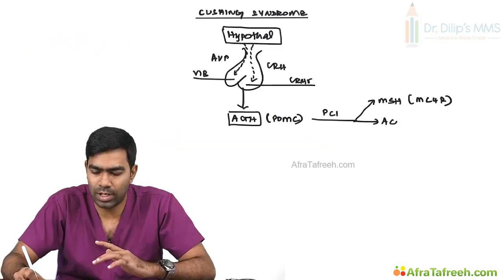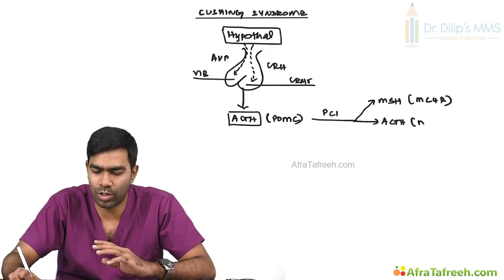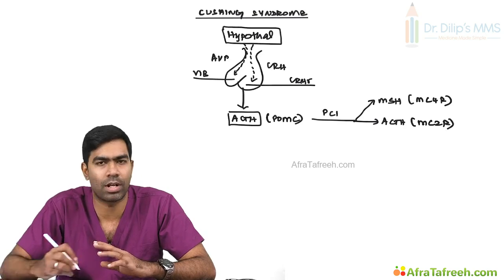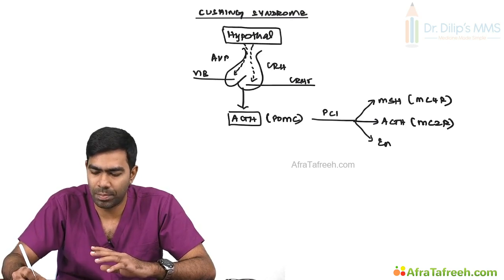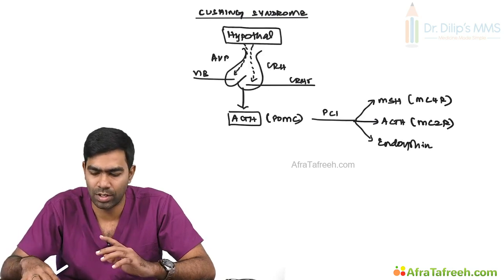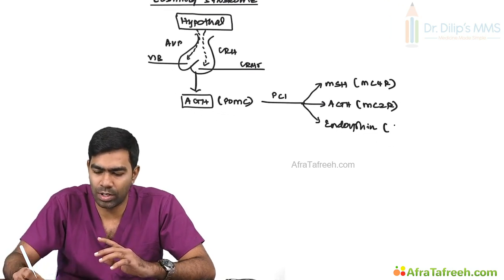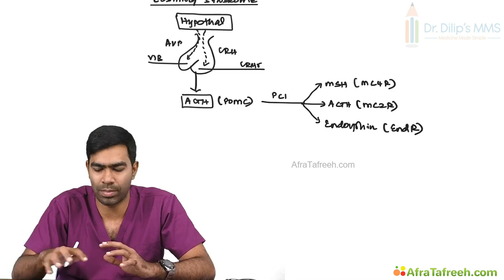The second compound released by the action of proconvertase 1 on POMC is ACTH, which works on the melanocortin 2 receptor on the adrenal cortex, whose effects we'll be seeing subsequently. And the third one is beta endorphin that is cleaved. All these things we have seen in the basics videos itself. This endorphin will work on the endorphin receptor, where it is very important for the pain controlling pathways.